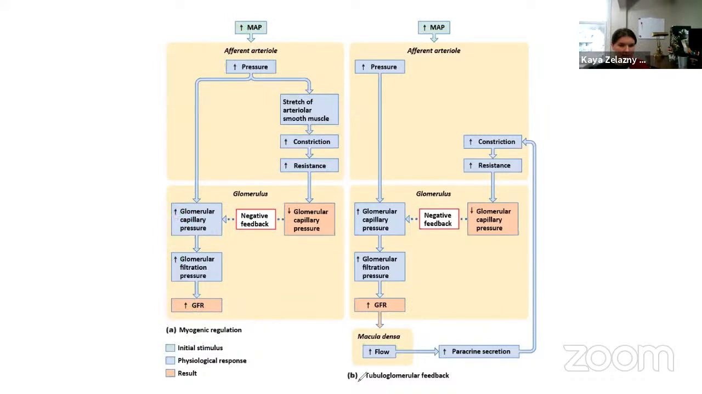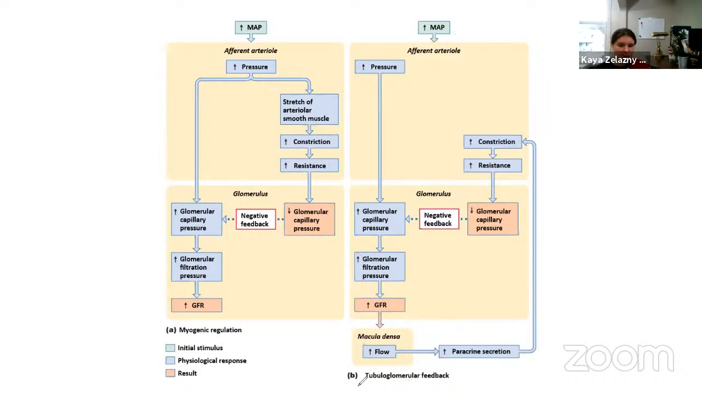On the right-hand side, we're looking at a different form of feedback, the tubuloglomerular feedback. Here, we're still looking at the same initial stimulus, this rise in blood pressure, this rise in MAP. And some of this diagram is the same. The flow through the glomerulus has all the same pressures and forces acting on it. So we still see this part where a rise in MAP is going to increase the glomerular capillary hydrostatic pressure, which is a force for filtration. So it increases the glomerular filtration pressure, increasing the GFR. So that's all the same. That's all a direct result of this rise in MAP.